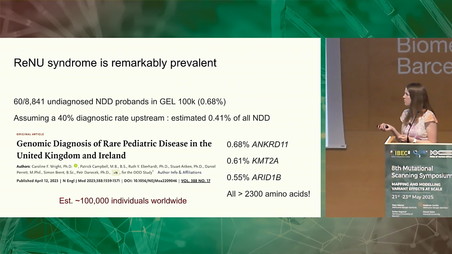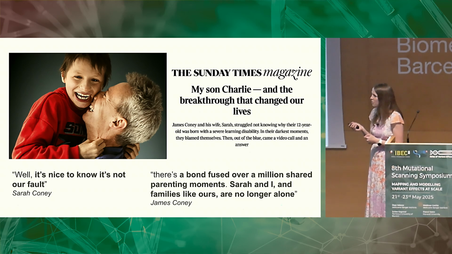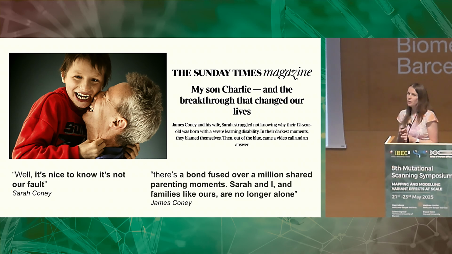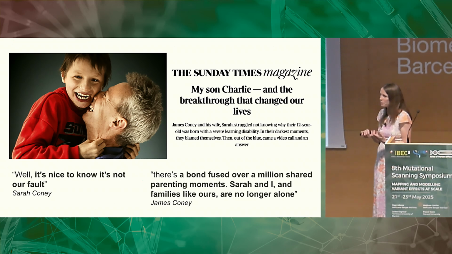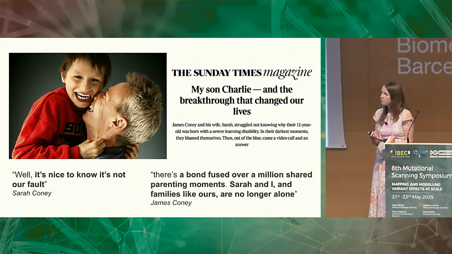So given these numbers, we estimate there are around 100,000 individuals worldwide with Renew syndrome. One of them is the wonderful Charlie, who's shown here with his dad, James. And it just so happens that James is an editor and writer for the Sunday Times, one of the big tabloid newspapers in the UK. So James wrote an article about his family's story and their journey being undiagnosed and what it means to them to get a diagnosis.